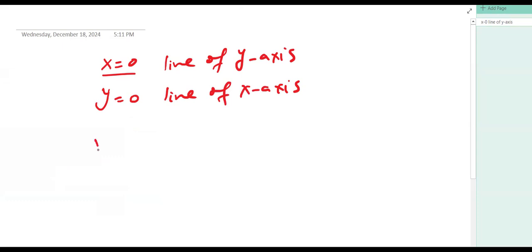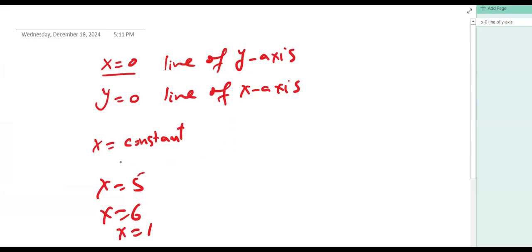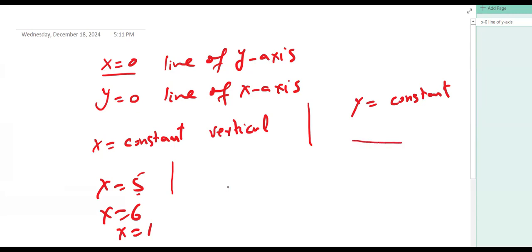If you have x is equal to any constant, like x is equal to 5, x is equal to 6, x is equal to 1, any number, the line will be vertical. The line will be vertical like that. For example, if x is equal to 5, you will take x is equal to 5 and make a vertical line through that. And if you have y is equal to a constant, the line will be horizontal.